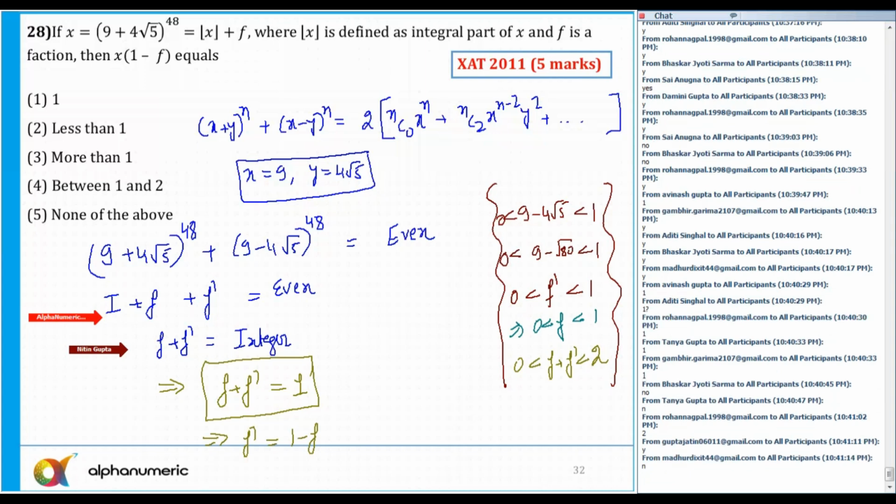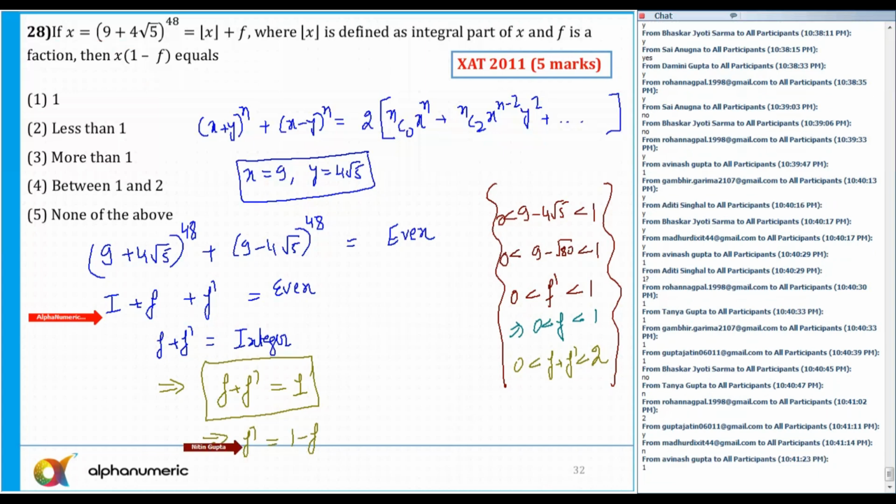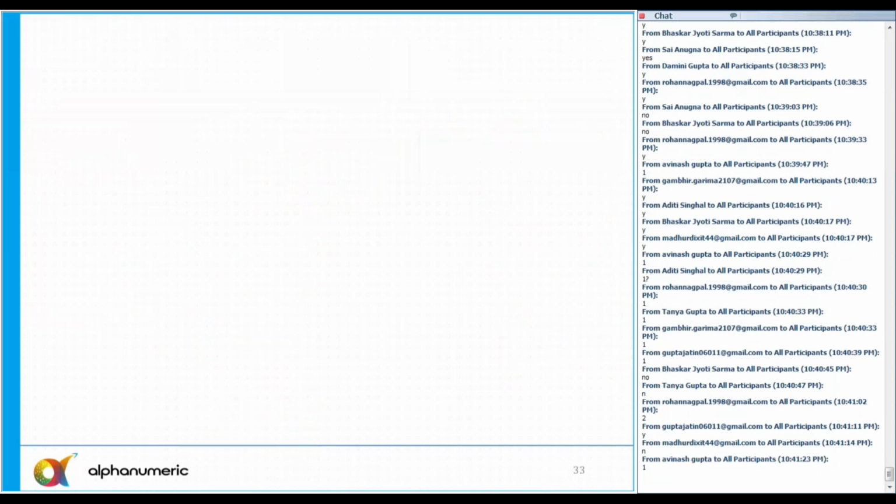Please tell me. No. And we need to find out the product of x into 1 minus f. Okay, x into 1 minus f here. And what is 1 minus f? That is equal to f dash. So I'm writing it on the next slide. We need to find out the product of x into 1 minus f.